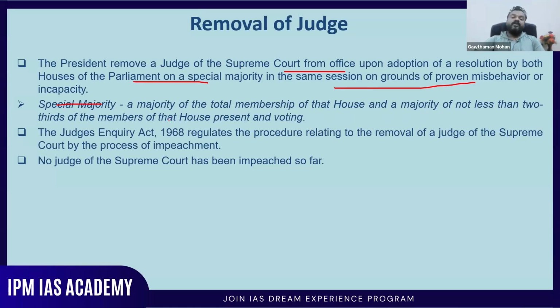So what is a special majority? A majority of the total membership of the House and a majority of not less than two-thirds of the members of that House present and voting. So one is the total membership of the House, that is a majority, and the second one is the two-thirds of the members of that House present and voting. So maybe that day somebody may be absent. So whoever is actually present, if that is the two-thirds, then definitely it can be considered as a special majority.